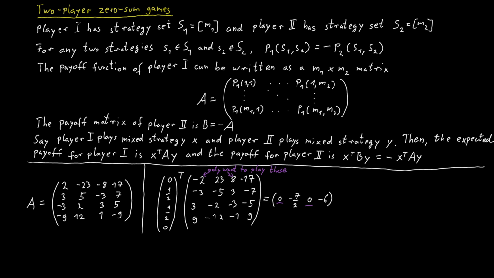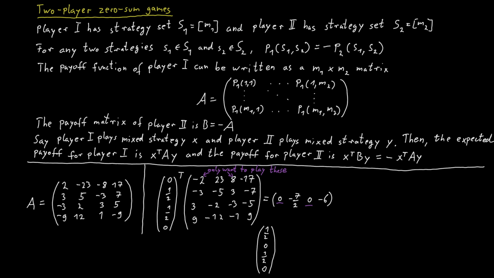Now, let's switch around the two players and think about the players in the other way. So what does it mean for player 1 if player 2 chooses some mixed strategy? For example, let's say player 2 chooses the mixed strategy 1/2, 0, 1/2, 0. What does this mean for player 1?